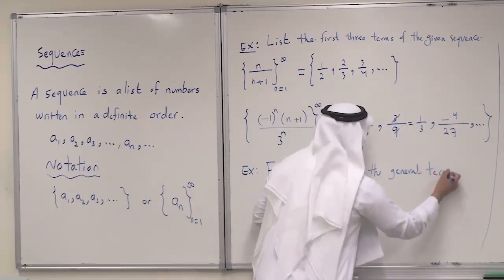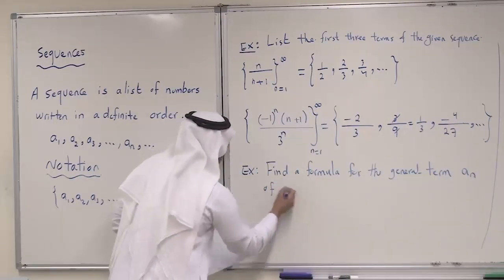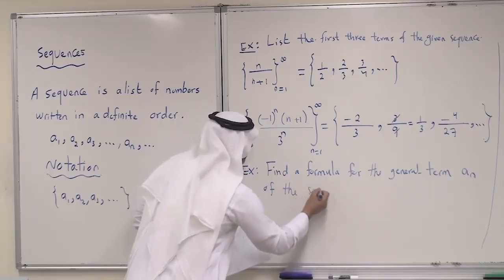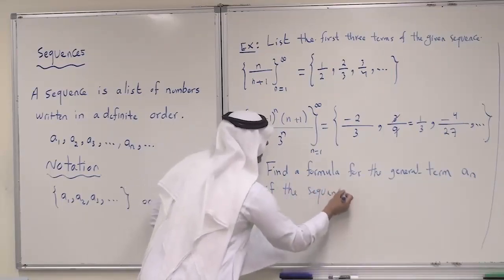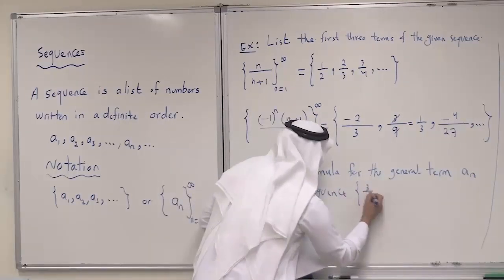Let's call it a_n, of the sequence. And now what is the sequence given here? We have the sequence given by this. It is 3 over 5.